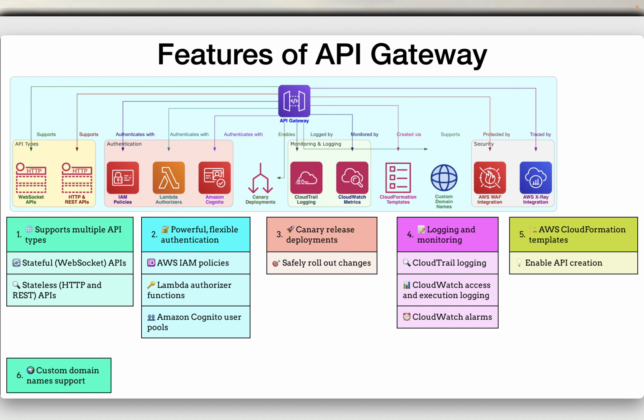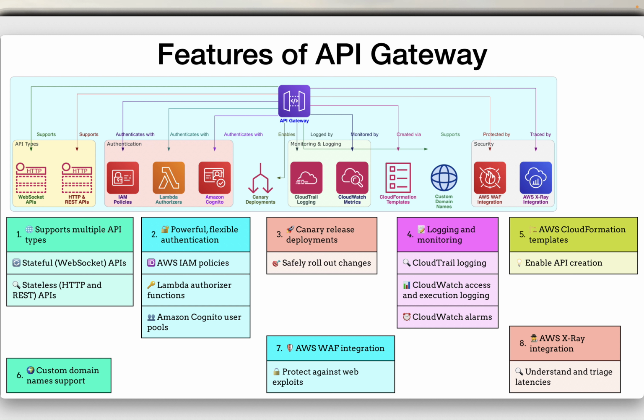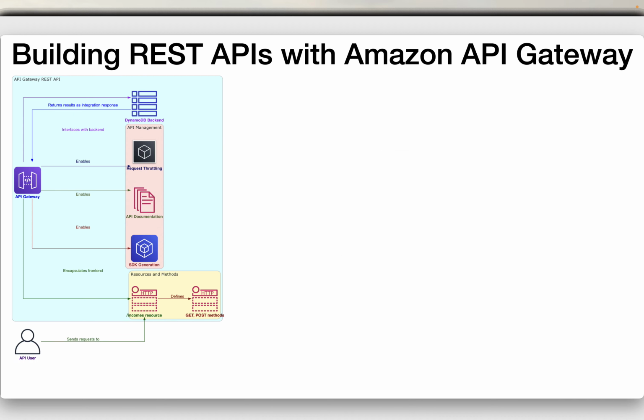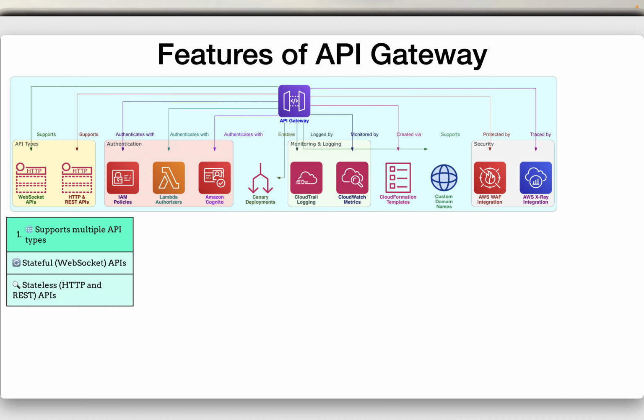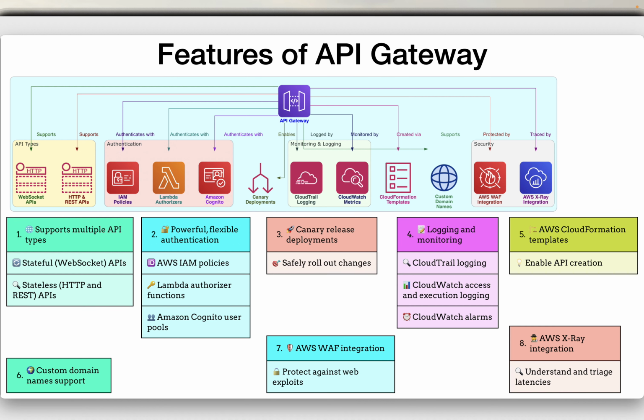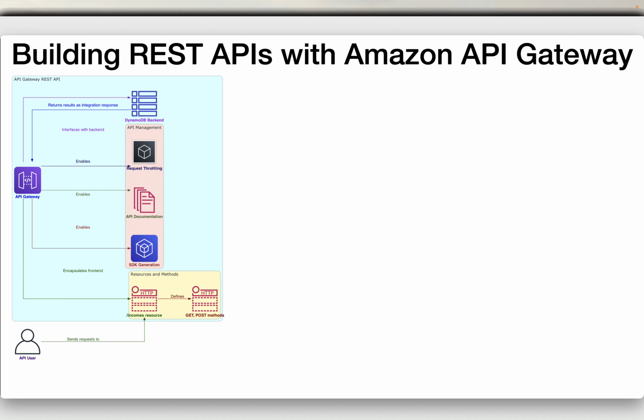ability to use AWS CloudFormation templates to enable API creation, support for custom domain names, integration with AWS Web Application Firewall (WAF) for protecting your APIs against common web exploits, and one more is integration with AWS X-Ray for understanding and triaging any performance latencies.